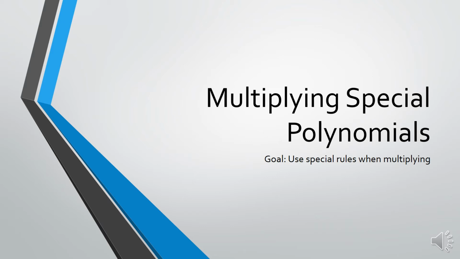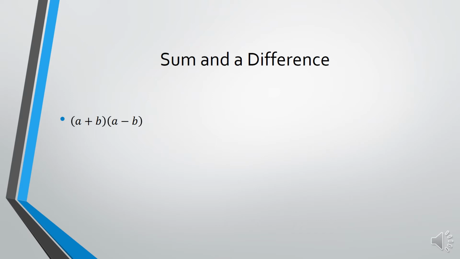Now that we've learned to multiply polynomials, you can see how tedious it gets. So what we want to be able to do is to multiply special polynomials. So the goal here is to use some special rules, just two, when multiplying out polynomials. The first thing we want to do is look at a sum times a difference.